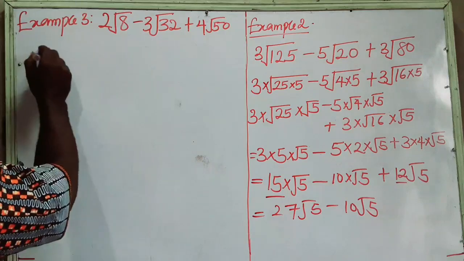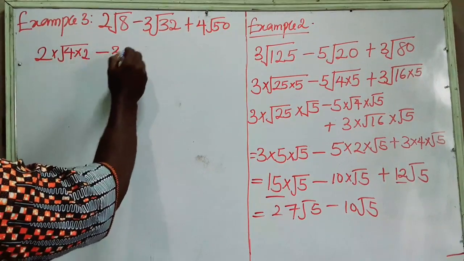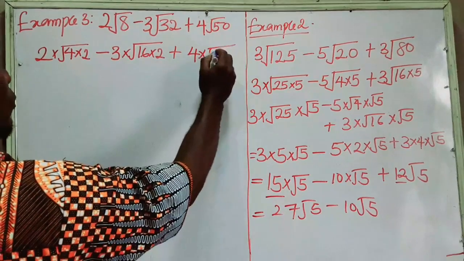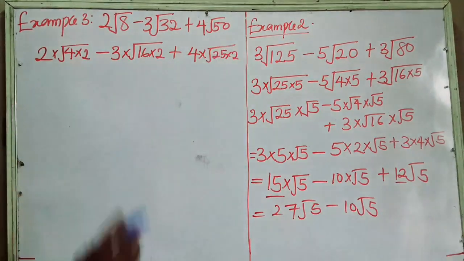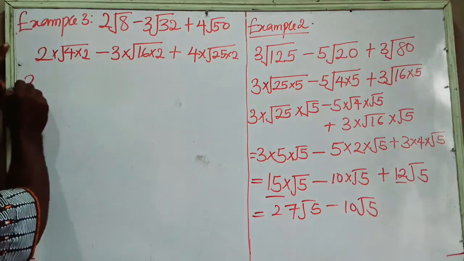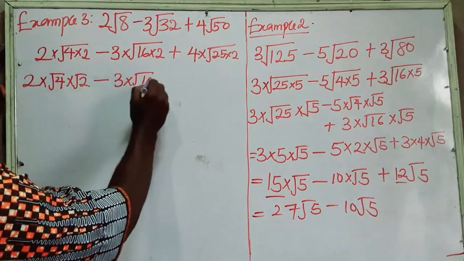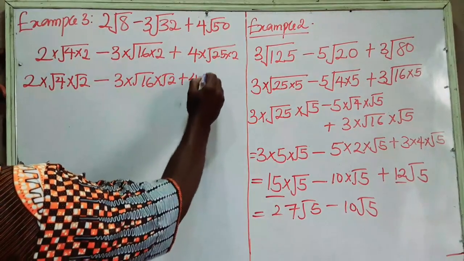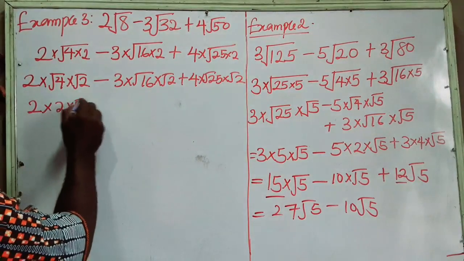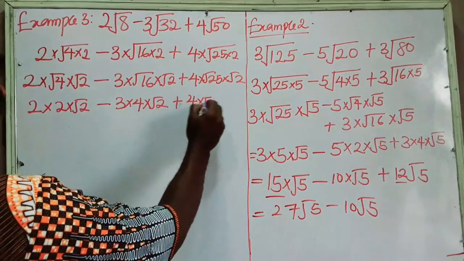In expatiating this, we have 2 times root 4 times 2 minus 3 multiplied by root 16 times 2 plus 4 multiplied by root 25 times 2. So this is the best explanatory simplification of additions and subtractions of surd. So we have 2 multiplied by root 4 times root 2 minus 3 multiplied by root 16 times root 2 plus 4 multiplied by root 25 times root 2. So we have 2 times root 2 minus 3 times 4 times root 2 plus 4 times 5 times root 2.